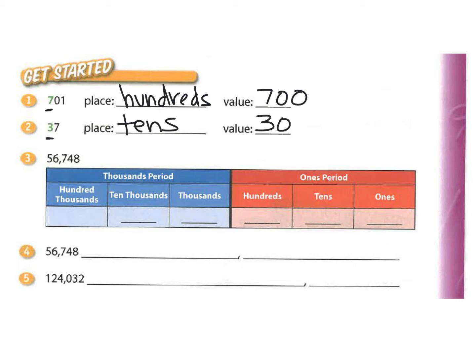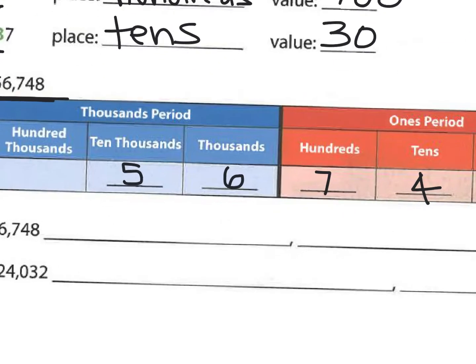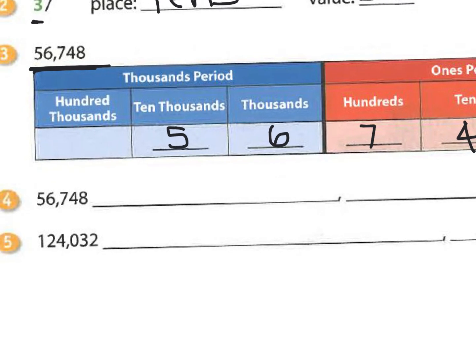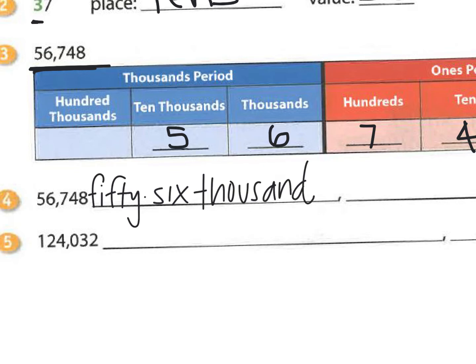Now, here we have the chart again, so we can write out this number. With bigger numbers, it's a little bit easier. So we have 56,748. So when we look at this, I'm going to zoom in here so you can write this on your paper too. So we would write 56,000. And remember, you can pause anytime and copy that on your paper.